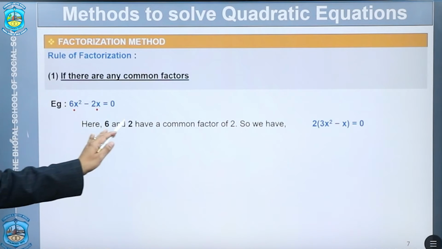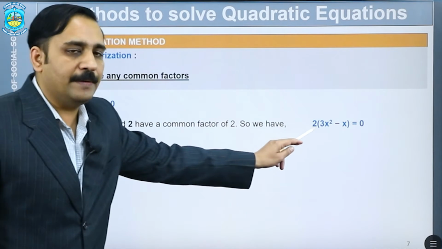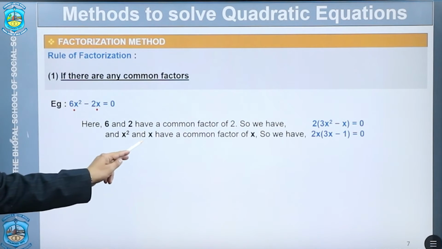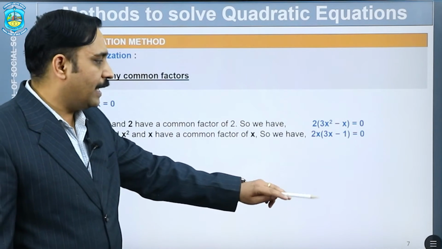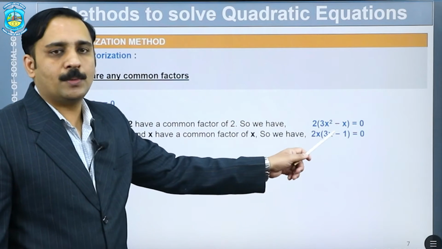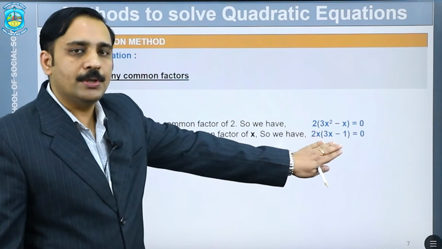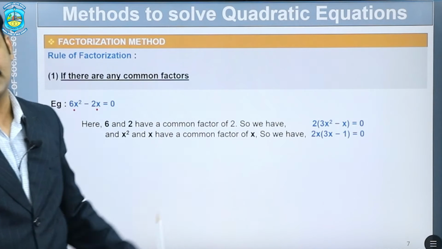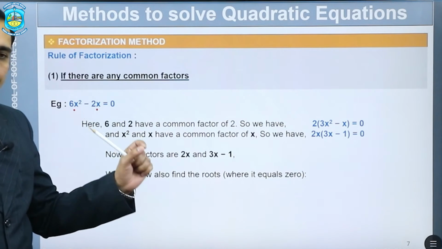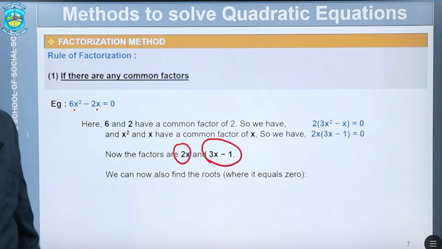That means 6 and 2 have a common factor of 2, so first we will take 2 as common. We are left with 3x square minus x is equal to 0. Now we also have x as common, so we'll take x as common as well. So we are left with 2 times x, and inside the bracket, we have 3x minus 1 equating to 0. Now here we have two terms. Either this 2x is equal to 0 or the value of 3x minus 1 is equal to 0. That means we have two factors of this equation. The first factor is twice of x. The second factor is 3x minus 1.